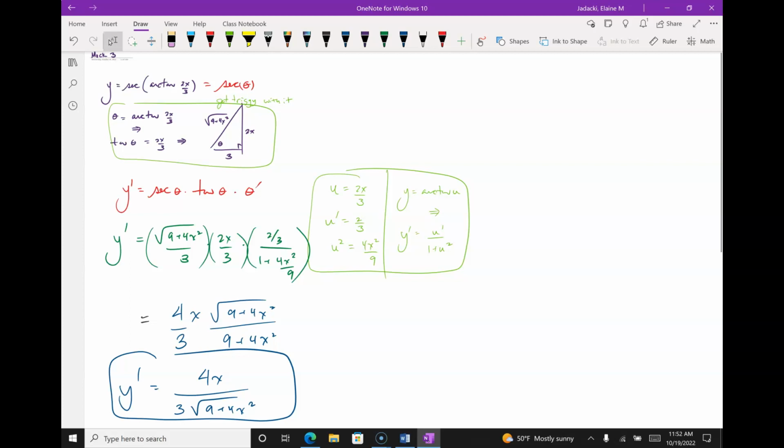Yeah, so theta, the inside is arctan of 2x over 3. So theta prime will be the derivative of arctan of 2x over 3. And we know the derivative of arctan of u is u prime over 1 plus u squared. You with me? Yep.